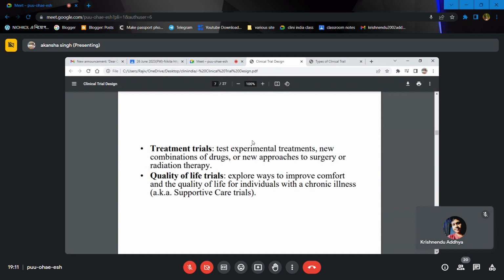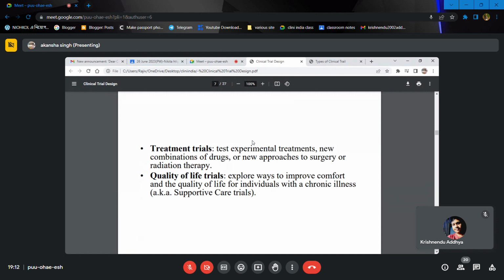Last, the fifth one, is your quality of life trial. It is a kind of supportive care trial which we give to chronic illness patients to comfort their life. If he is suffering from a chronic disease and is under medication, he may have certain discomfort from the particular therapies or drugs. To improve the comfort level, we conduct certain quality of life trials, whether based on food, like changing the diet, or giving certain medicines which will be good for his health.